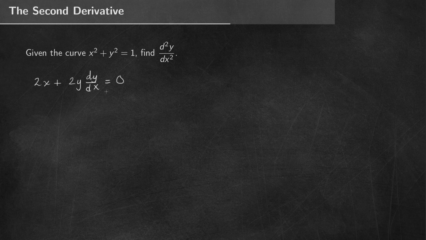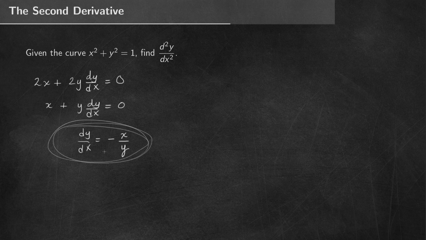Now let's solve this for dy/dx. I can divide both sides of the equation by 2 to make this a little bit simpler. So x plus y dy/dx equals 0. And then dy/dx equals negative x over y. That's my first derivative right there. Now the second derivative, I'm going to take the derivative of this equation.